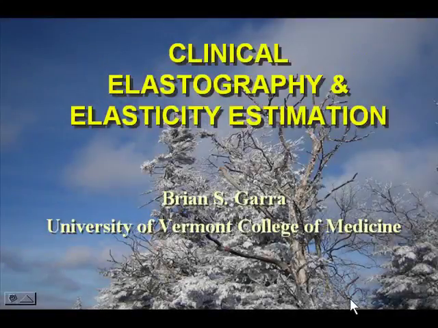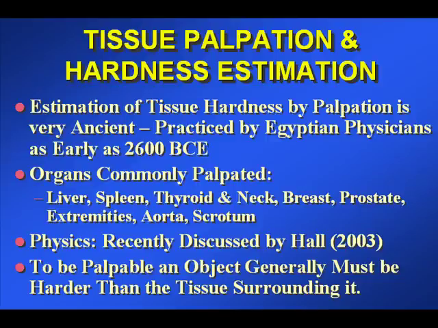Today I'm going to talk to you about clinical elastography and elasticity estimation using both ultrasound and some other modalities. Elastography and elasticity estimation have their basis in the ancient technique of tissue palpation. It was practiced by the ancient Egyptians as early as 2600 before the Christian era. Organs that are commonly palpated include the liver, spleen, thyroid, neck, breast, prostate, aorta, scrotum, and extremities.